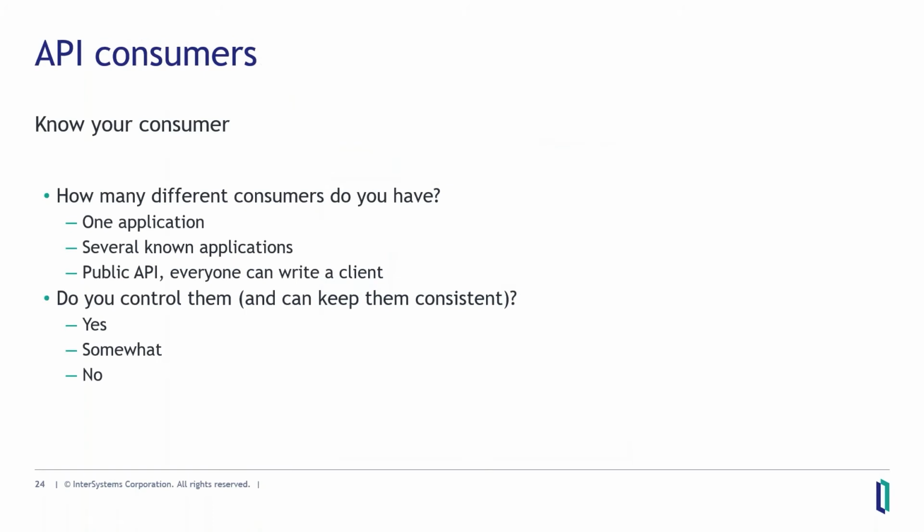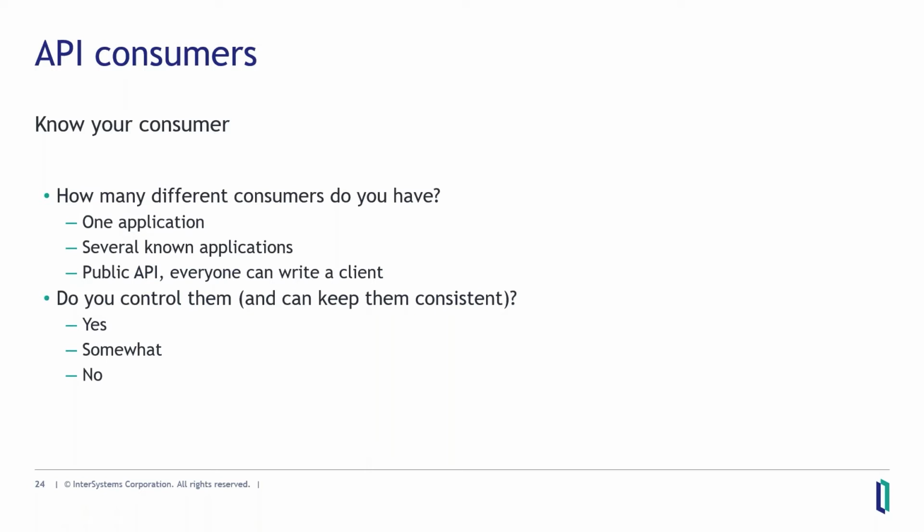One other question, which is very important when you're starting to develop your REST API, is who would consume your API? There are different scenarios available. First of all, how many different consumers do you have? You can have only one application which consumes your data. You can have several known applications, for example, a website and a mobile application. And finally, you can provide a public or private API for which everyone can write a client.